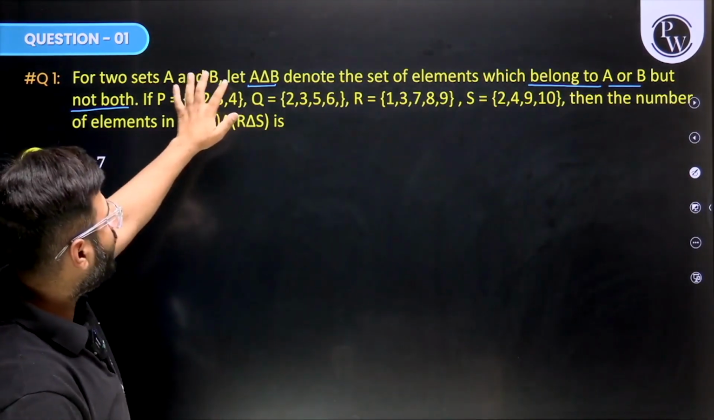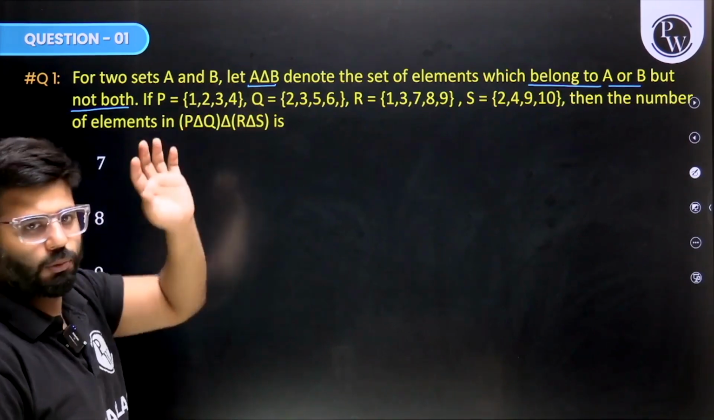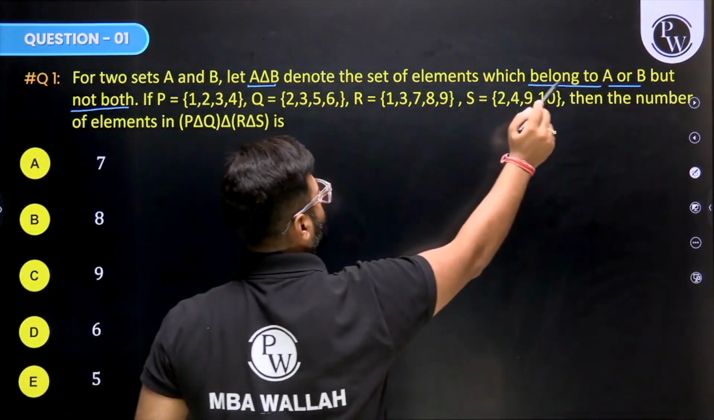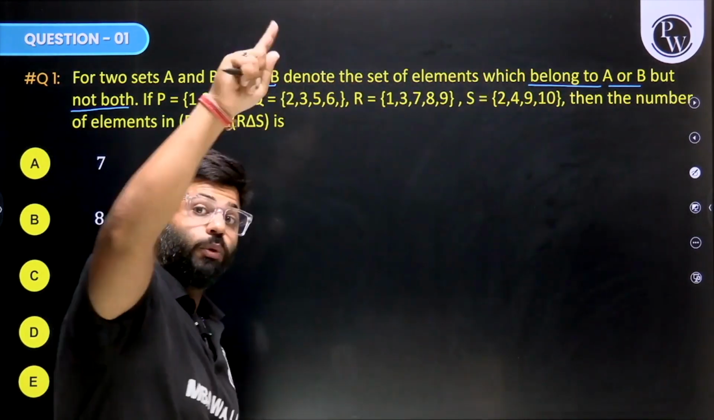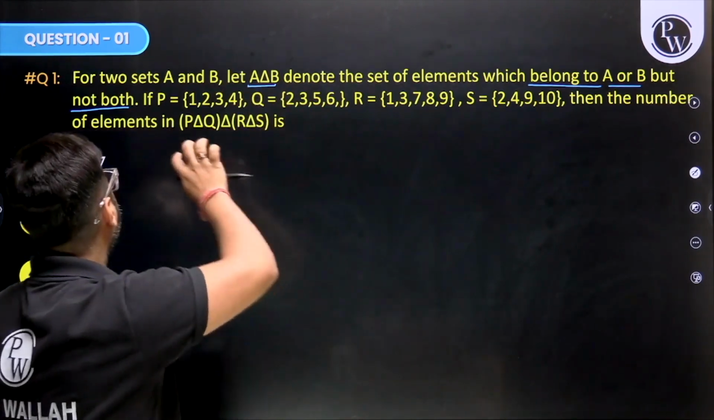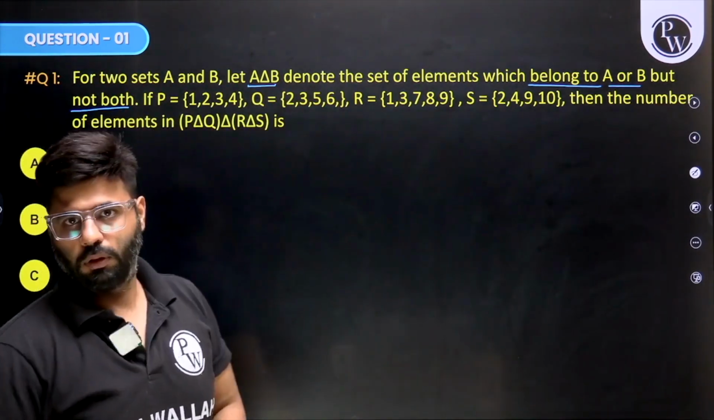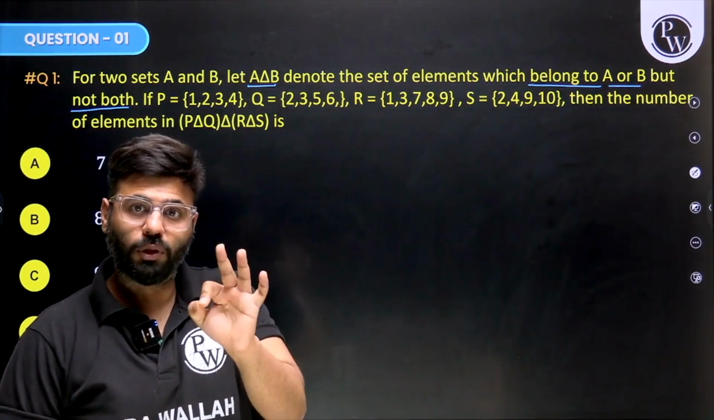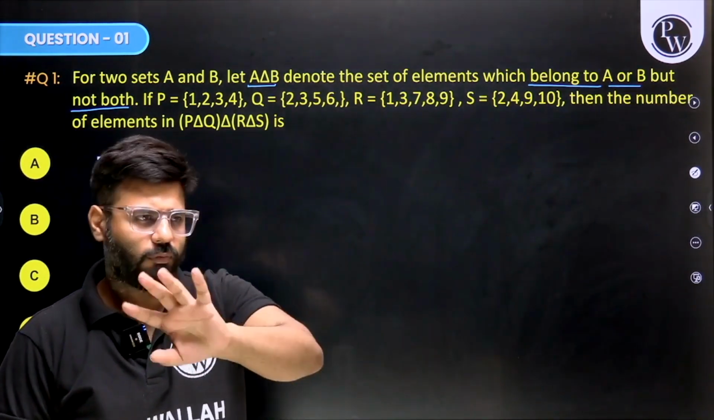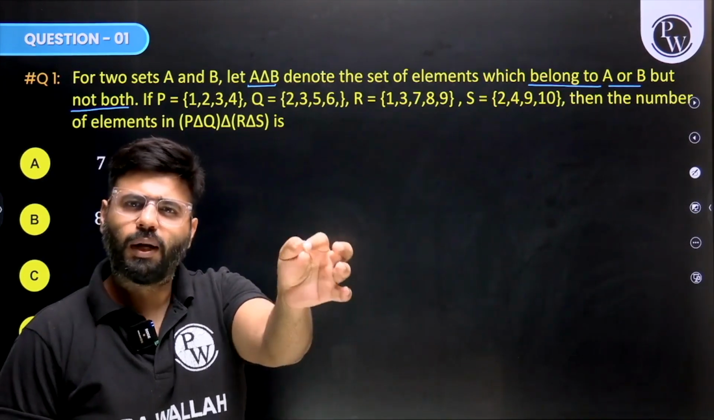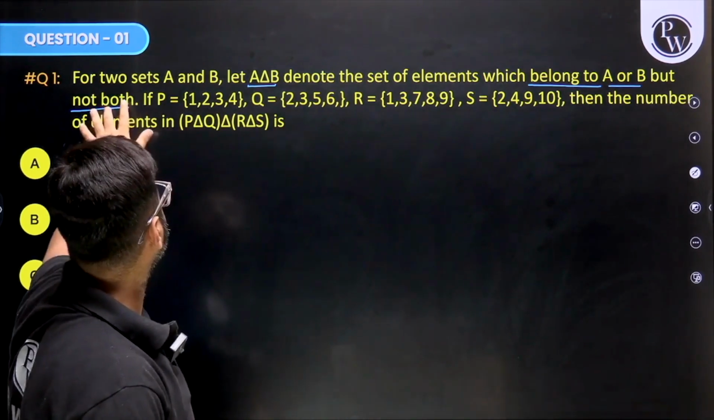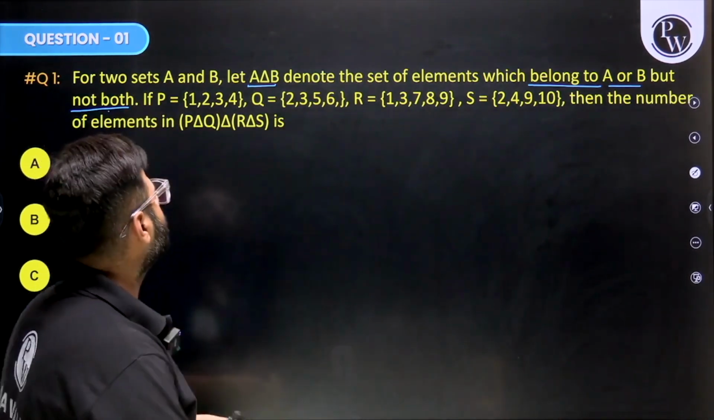This says that A triangle B simply represents the set of those elements that belong to A or B. That means A union B, right? Either you are in A or you are in B, but not both. So this is not A union B; this is A union B with a little twist. You have to look for the elements which belong to any of them, but then at the end get rid of those which were available in both, because I'm not looking for those elements.